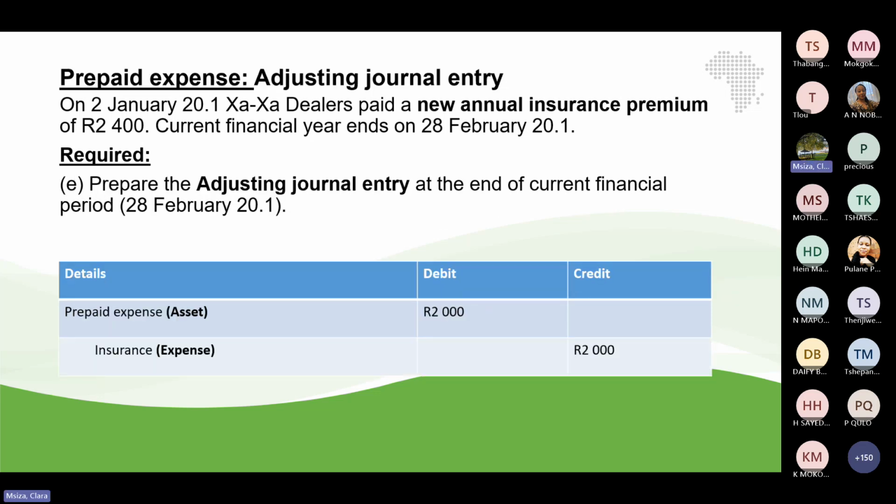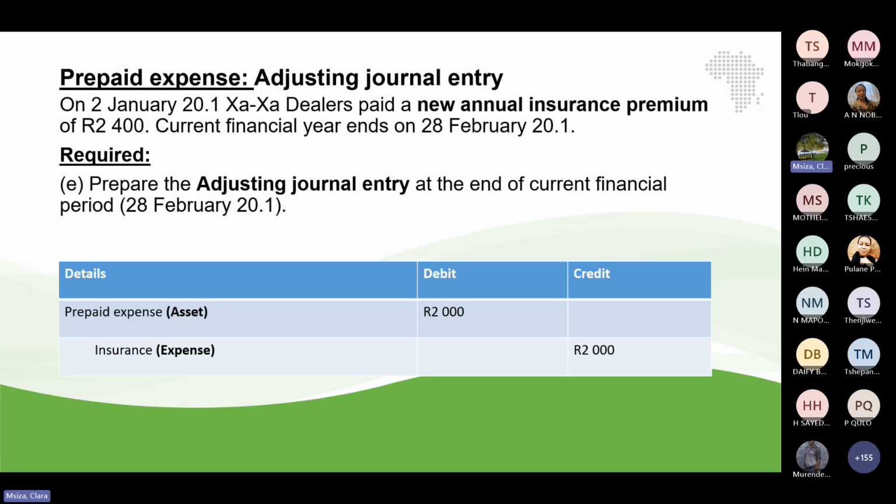So now we have our required. Prepare the adjusting journal entry at the end of the financial period. So meaning, tell us what you're going to debit and what you're going to credit at the end of the financial period as an adjustment entry. Remember, we are adjusting here. So I need your adjustment journal to be indicated here.